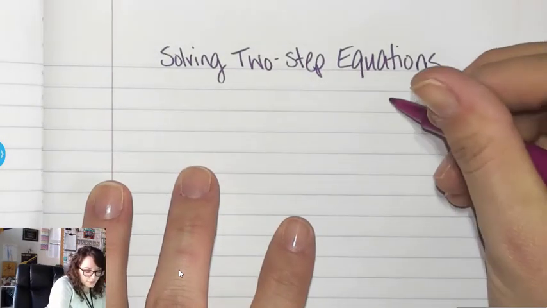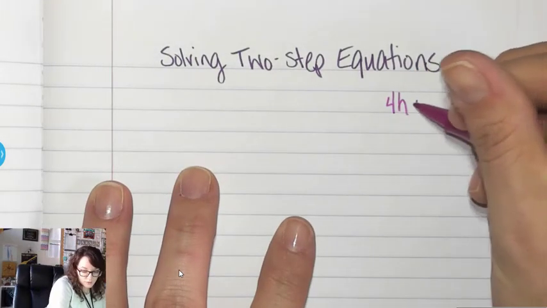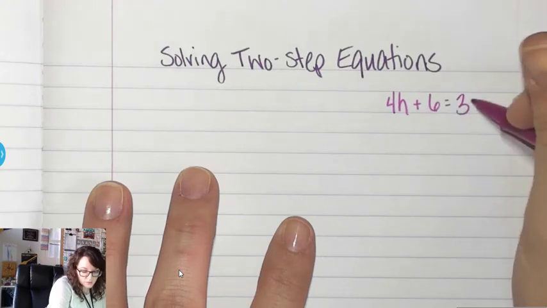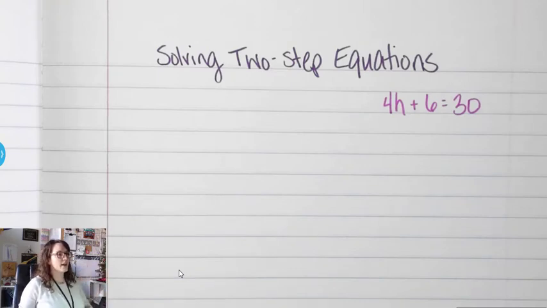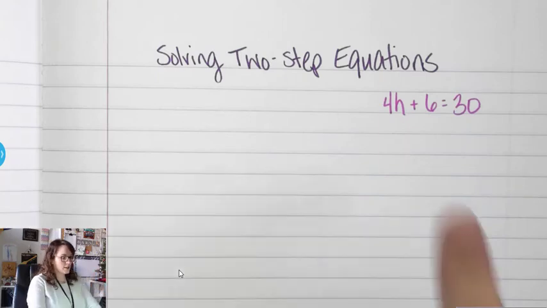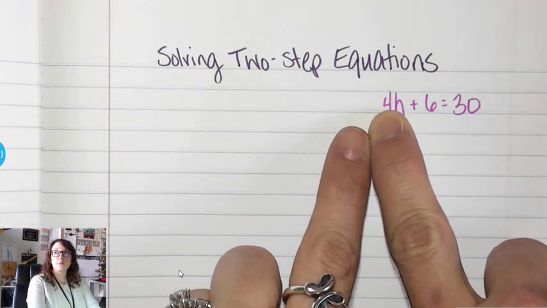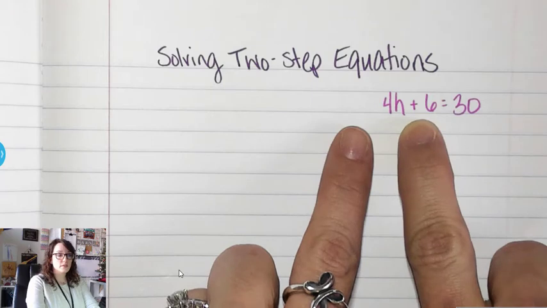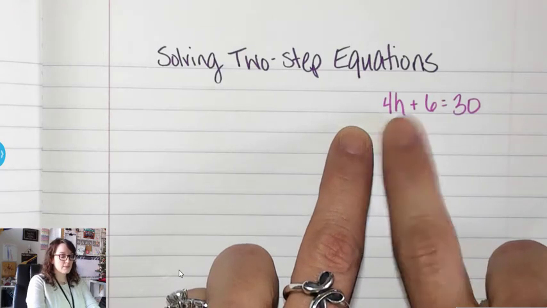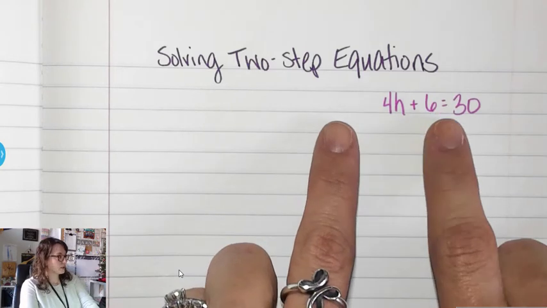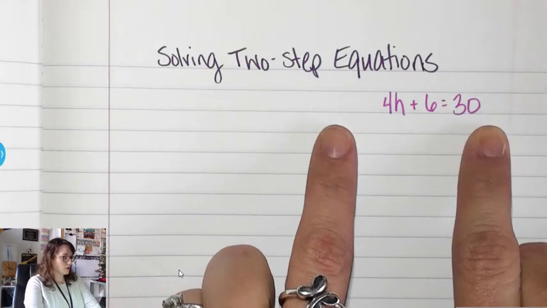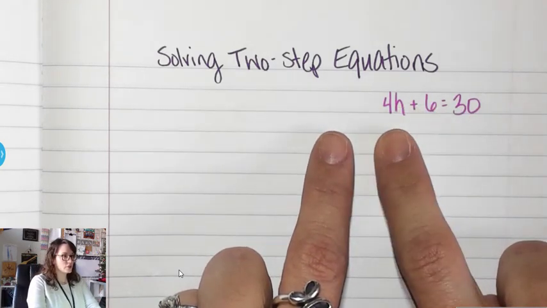So we're working with 2 steps. 2-step equations. There's going to be 2 things you do. Multiply and add, divide and subtract, divide and add. 2 things. This one, we've got multiply and add. So this means multiply. 4 times h plus 6 equals 30. Our goal is to figure out what is h.